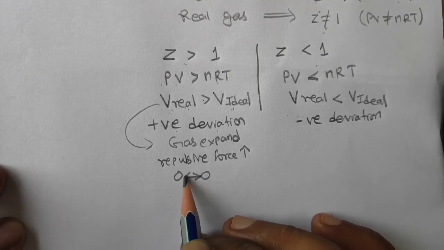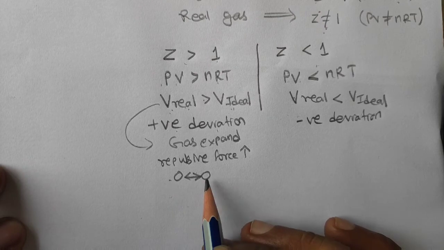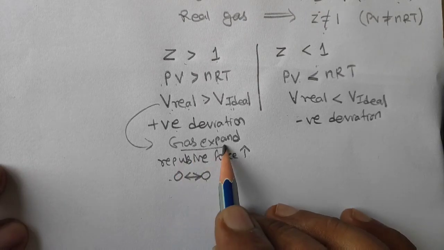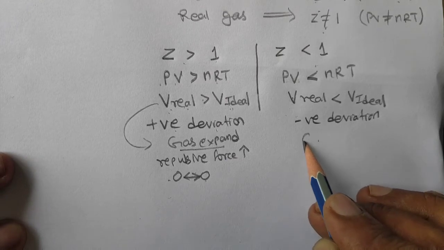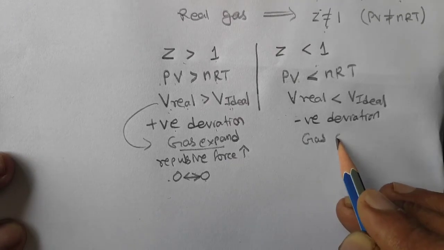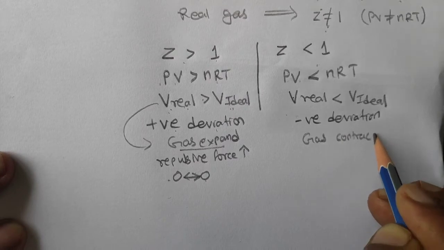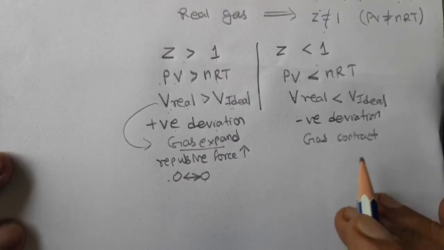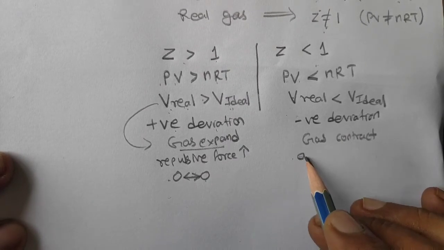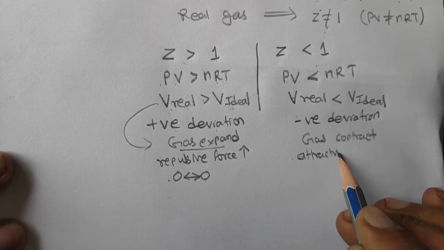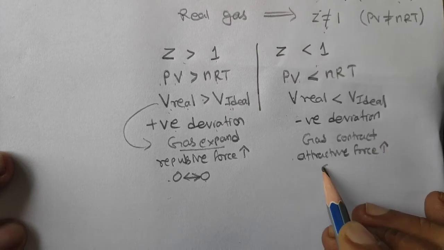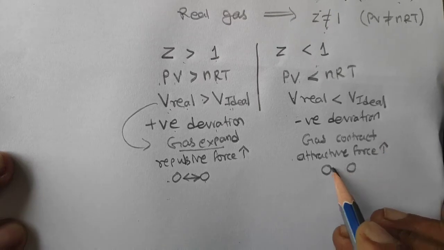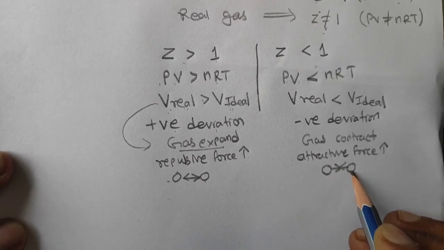These molecules will go away from each other, gaseous molecules, and due to which we can say gases expand. Now in this case, what happens? Gas contracts, or we can say gas shrinks, and in this case attractive forces are greater. So attractive forces are greater. What will happen? These molecules will come close to each other.